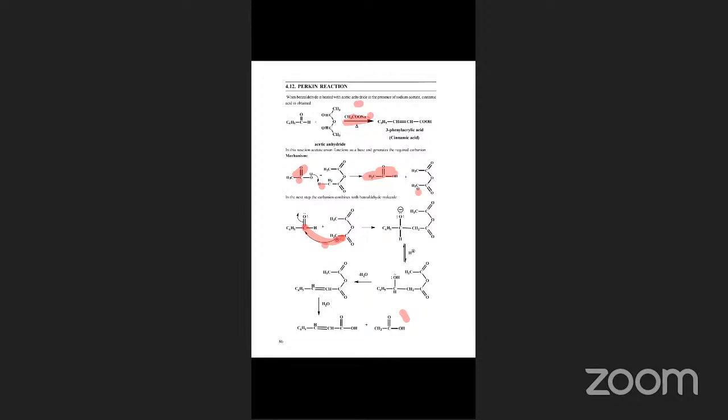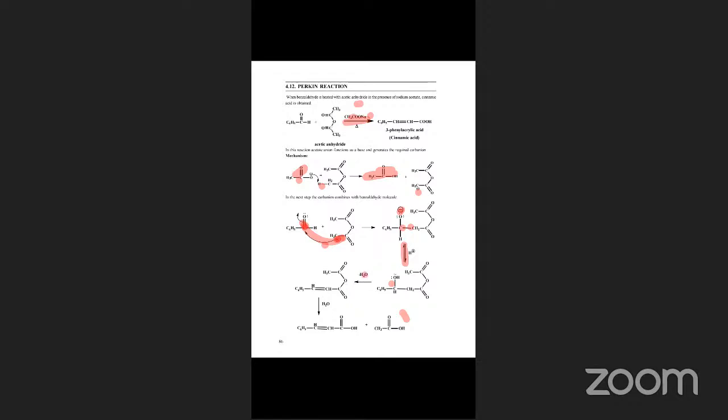A new bond forms between these two carbons, and the pi electrons move towards oxygen, which gets a negative charge. Both are the same structure. This is the keto form and this one is the enol form. You have to write any one of these.